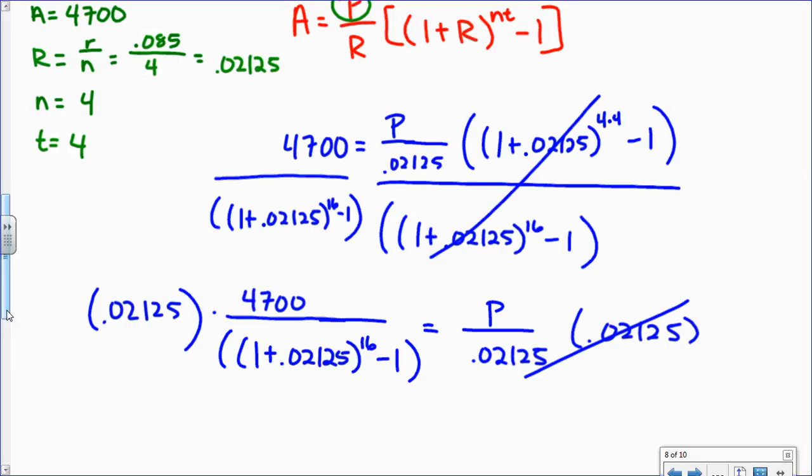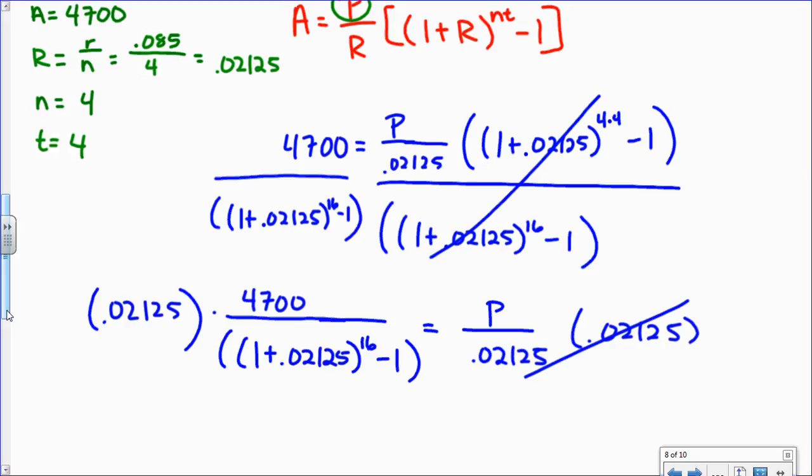So we can type this into the calculator. I'll do this part first, the division, and then I'll take my final answer and multiply it by 0.02125. So I'm typing in 4,700 divided by parentheses, 1 plus 0.02125. Close that parentheses, goes to the 16th, minus 1, and then you close your second parentheses. Okay? And then you can do times 0.02125.